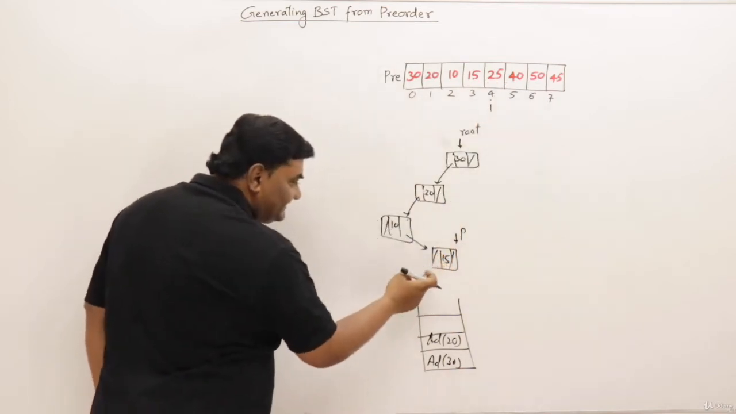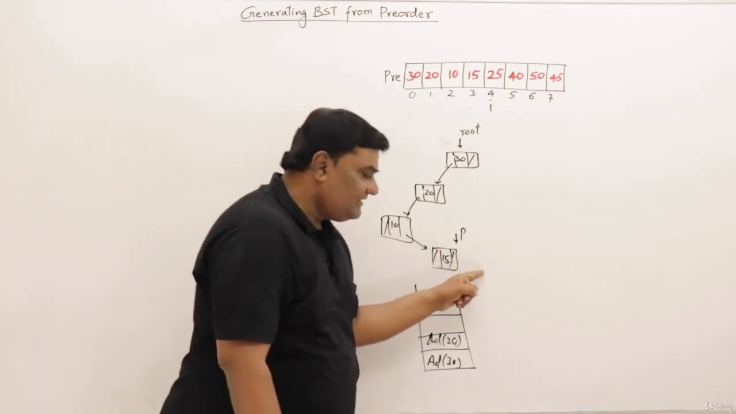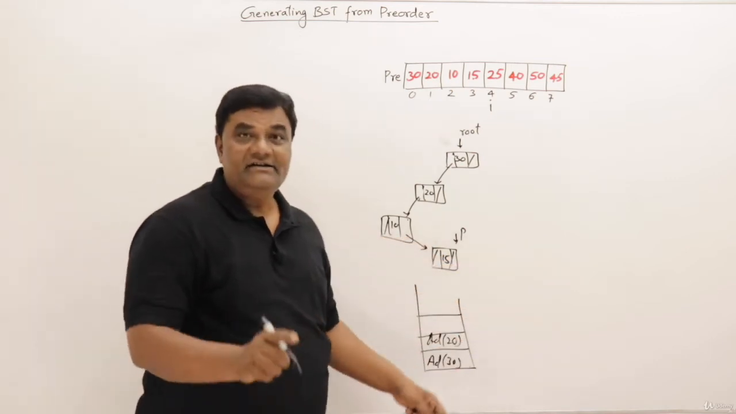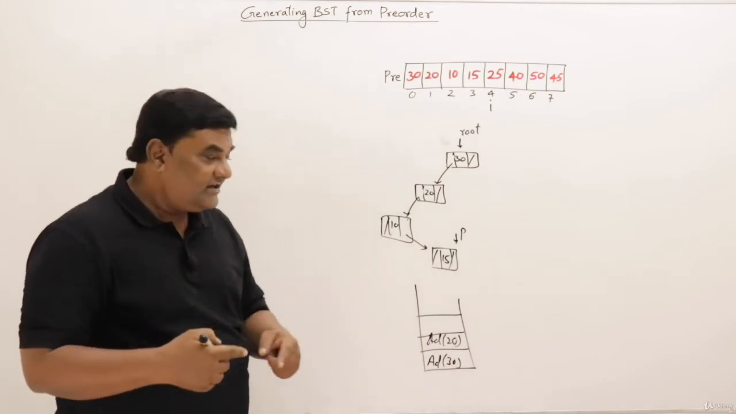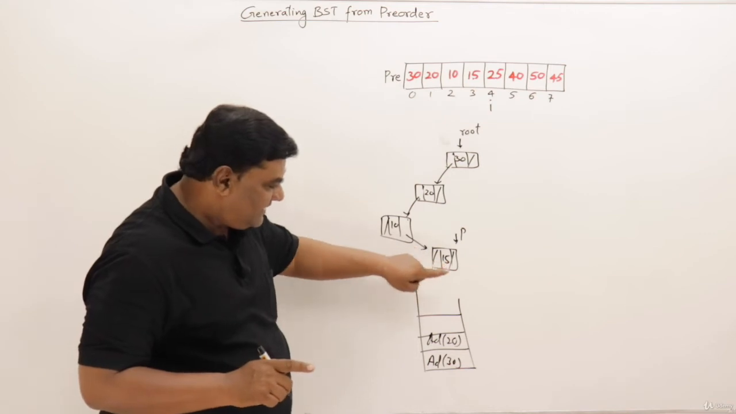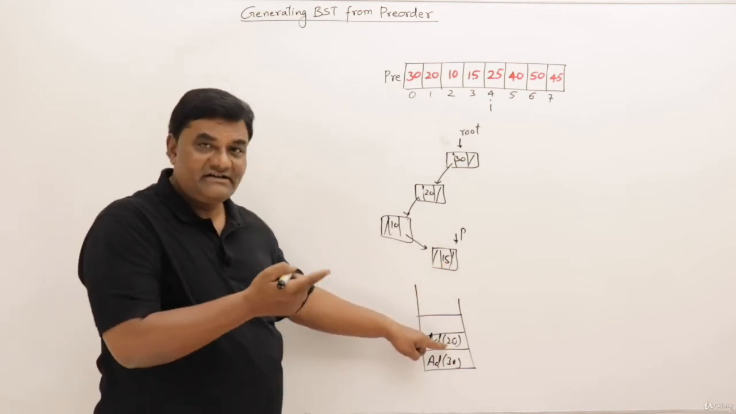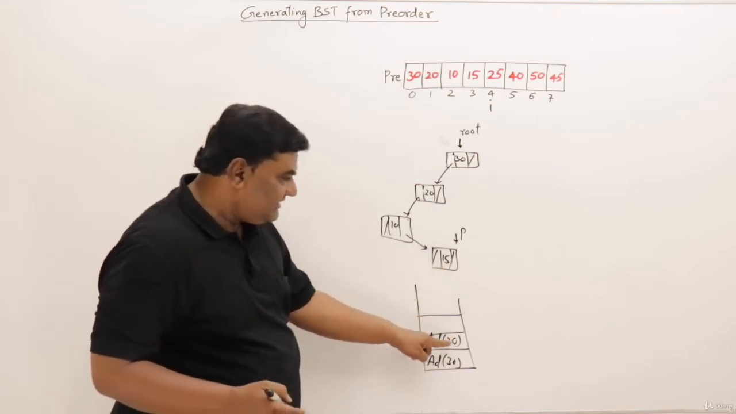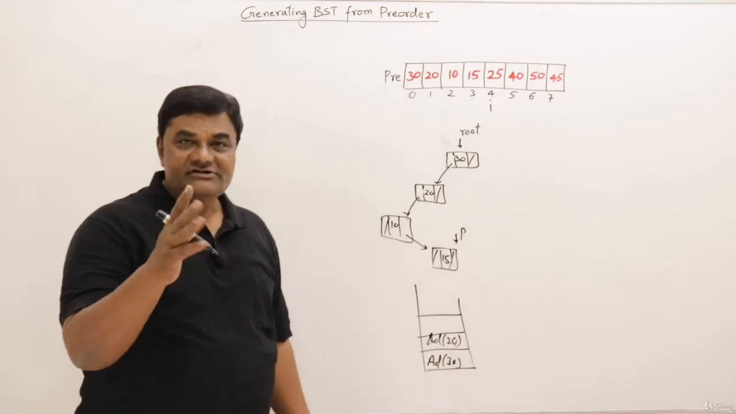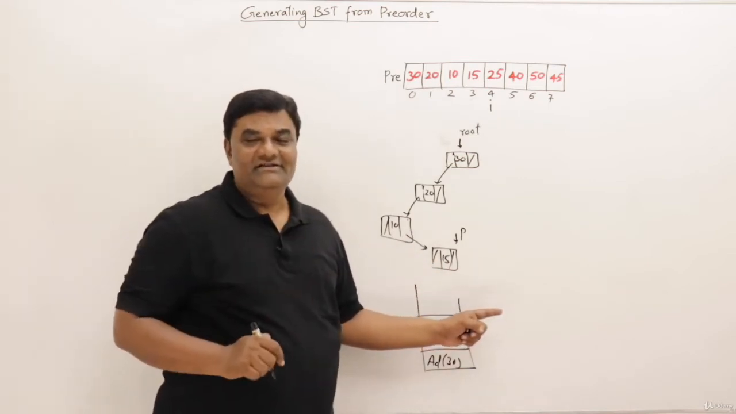25, is it less than 15? No, it's not less than 15. Is it greater than 15? Yes, obviously it is greater than 15. Shall I insert at the right side? No, no. You have to check whether it is lying in between the range of this 15 and this node. So what is this node? The address is here. Just take the data. 15 and 20. Is it lying in between 15 and 20? No, that is 25. So it's not in between also. So it will not come as a right child of 15.